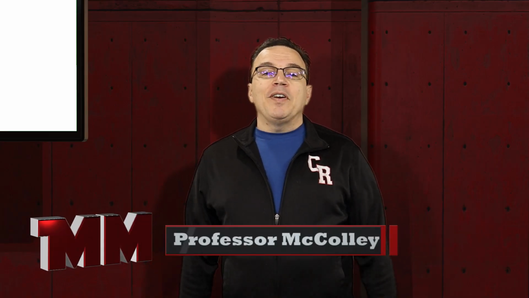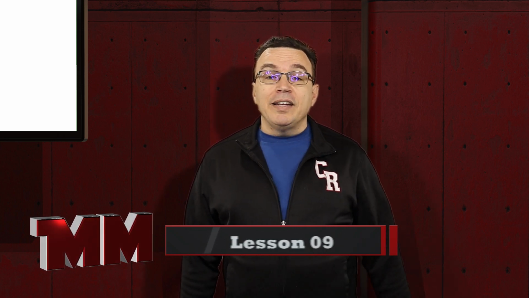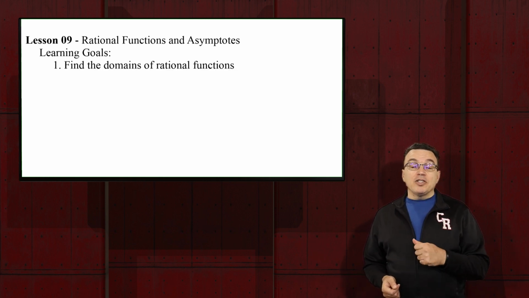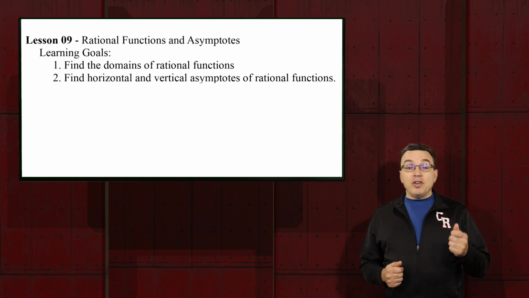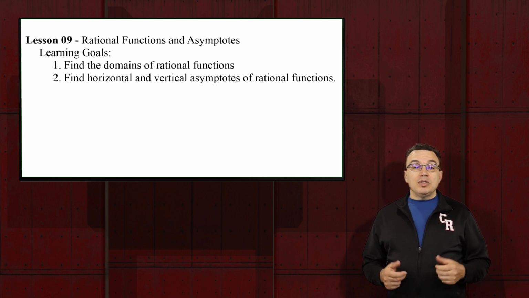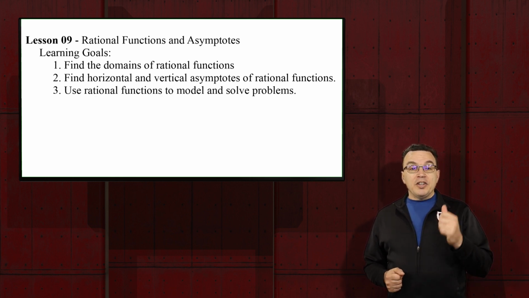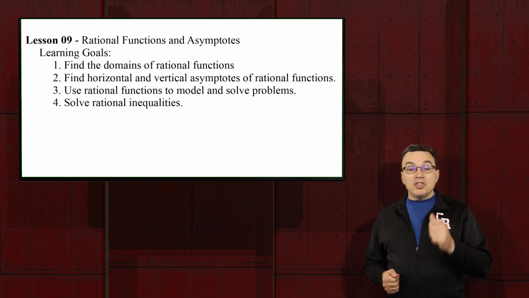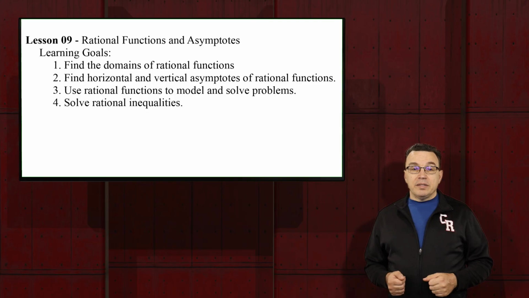Okay, good day. I'm Professor Macaulay. This is Math 150, Pre-Calculus, Lesson 9 on rational functions and asymptotes. Our goals for today: we're going to find the domains of rational functions. We're going to find horizontal and vertical asymptotes of rational functions. We're going to use rational functions to model and solve problems, and then we're going to solve rational inequalities.